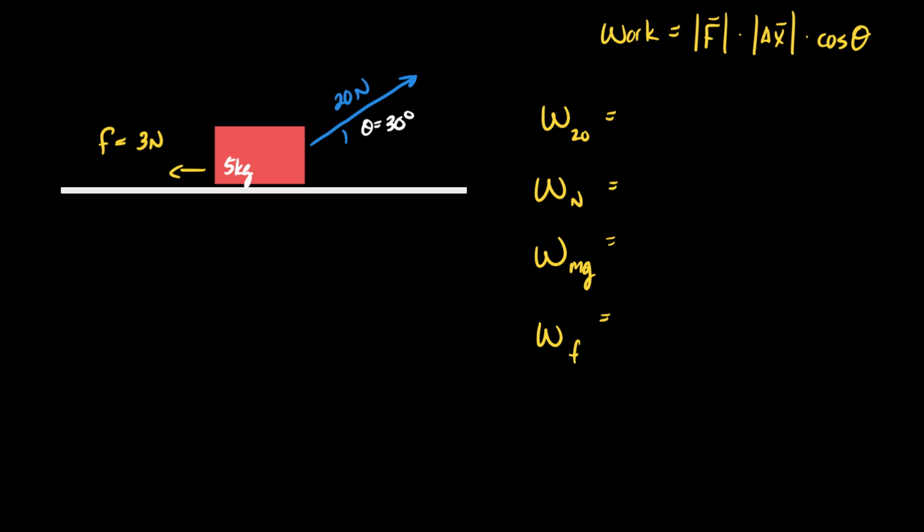Looks like we're going to need something that I didn't give you, right? What are you going to need? You know how far the box slid during this process. Let's say the box slid a total of 3 meters. So we're just talking about sliding something across your table. So the work done by the 20 Newton force will just be 20 times 3 times the cosine of 30 degrees.